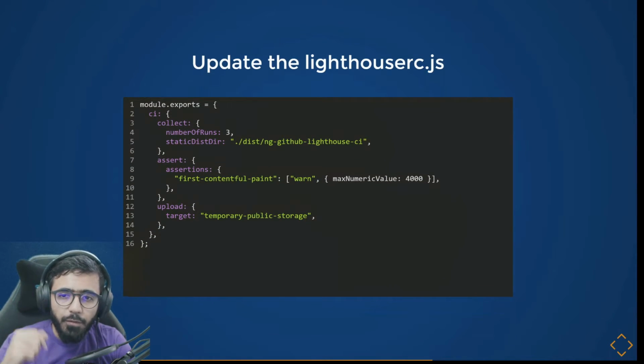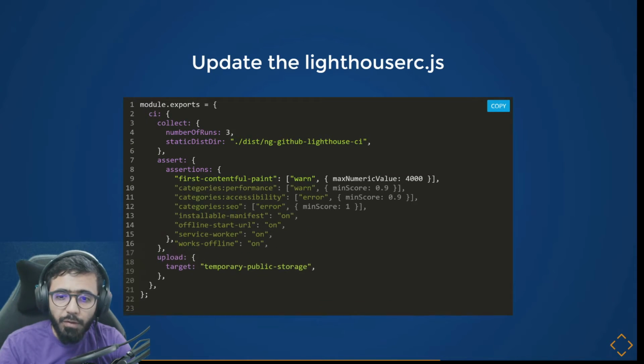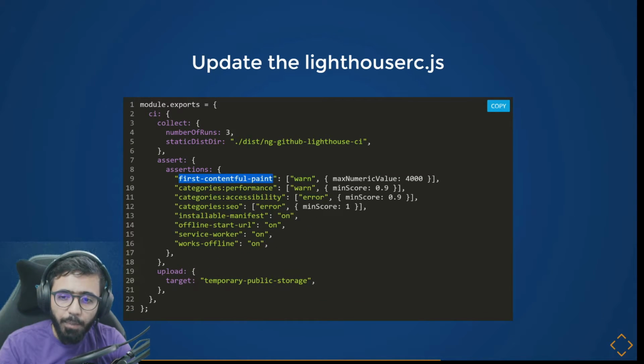So first of all, we need to update the lighthouserc.js with these assertions. So what we do here is that we have the First Contentful Paint, then we are adding categories performance. The minimum score is 0.9, which means 90% at least, and the accessibility is also 90%. The SEO is 100% as we discussed, or the minimum score is 1. And then for the progressive web app, we have installable manifest, offline start URL, service worker, and works offline. All of these things are going to be tested for the audit.